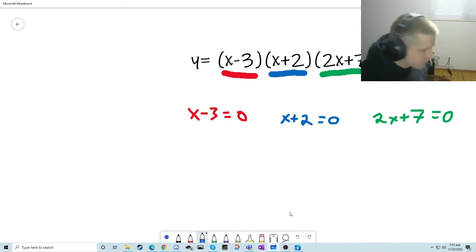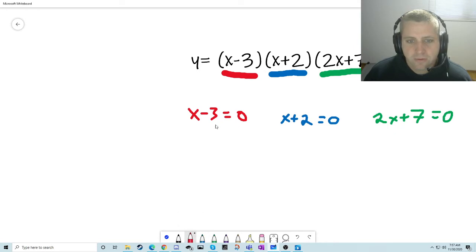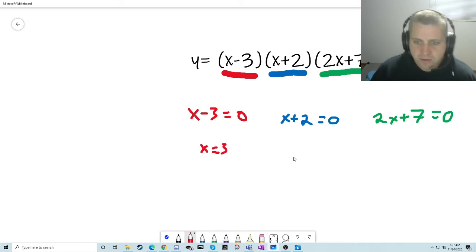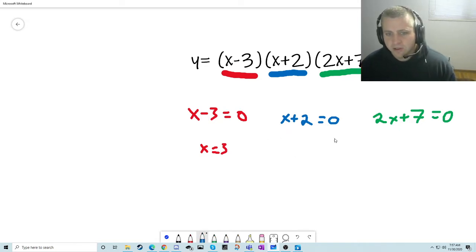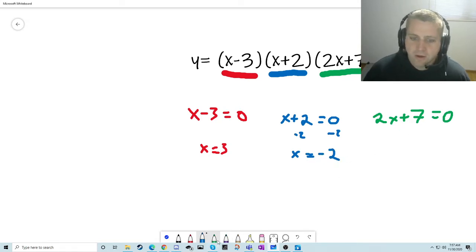So, we're going to do this now. For red, we'll add 3 to both sides, because it's a -3, so that's the way to do it. For blue, we'll subtract 2 from both sides. You can write it out, you don't have to. And for green, we actually have to do some solving here.